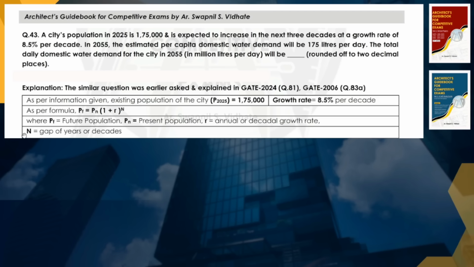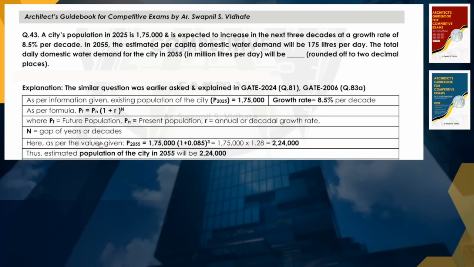N will be the gap of years. So N, what is the gap? The gap between year 2055 to 2025. So here, because they have mentioned the decadal growth rate, we will take the decadal gap in between these 2 years, right?